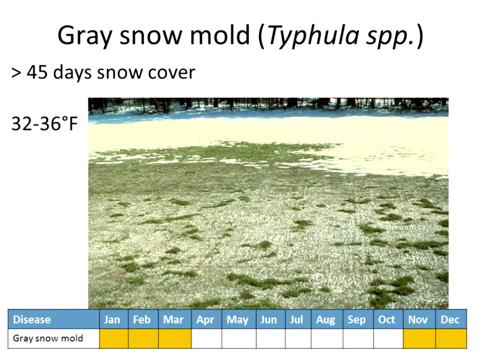So the question is, okay, it's growing under the snow. I can't really do anything about that, right? But what do I do in the spring when I notice it? Well, it turns out the best and probably simplest thing to do is you just take a rake and you rake those patches where you see the gray snow mold growing.